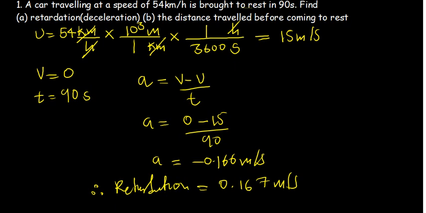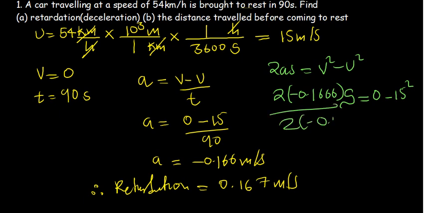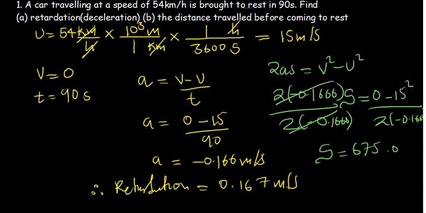And the next question says find the distance traveled. From the data you've been given, you can say 2as is given by v squared minus u squared. So 2, the acceleration we determined is negative 0.1666. When you are using the value that you calculated, don't use the rounded-off value, use the exact value. Then multiply by the distance. This is equal to final velocity 0, minus initial velocity 15 squared. So we divide both sides by 2 multiplied by negative 0.1666, and this term and this term cancel. The distance we're going to get is about 675.0675 meters, which we can just say as 675 meters.